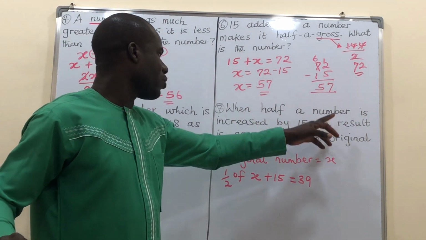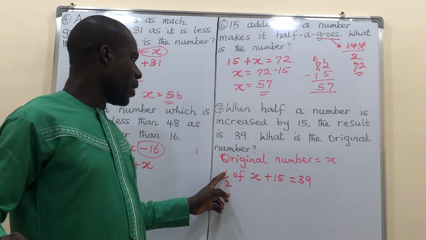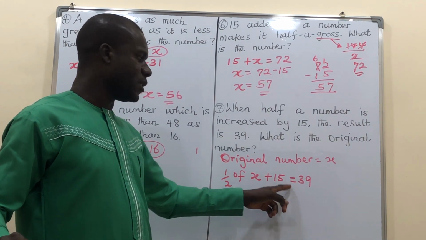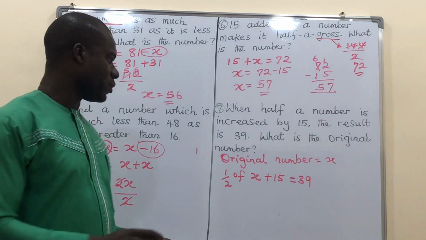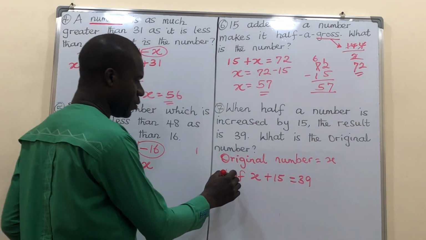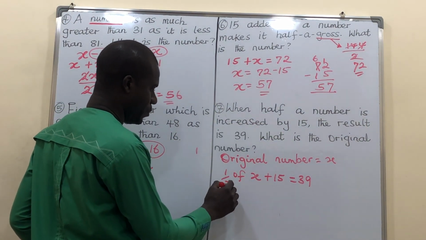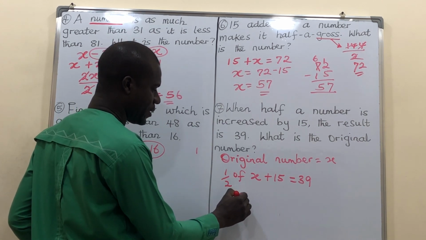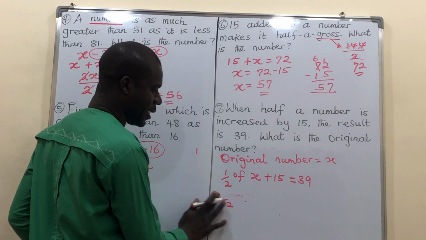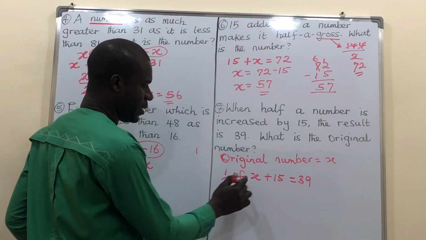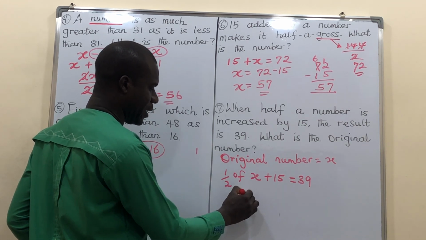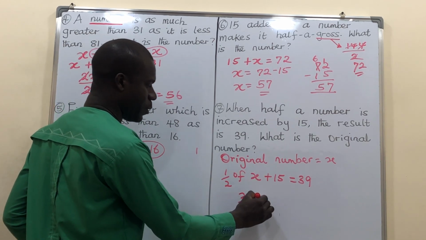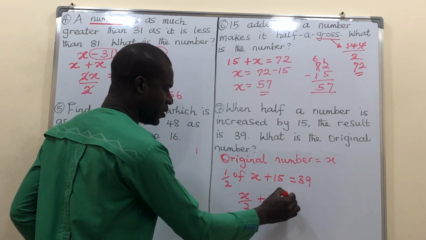When half of a number is increased by 15, it equals 39, according to the question. Half means times, so 1 over 2 times x. 1 times x will give me x, so what I have here is x over 2 plus 15 equals 39.